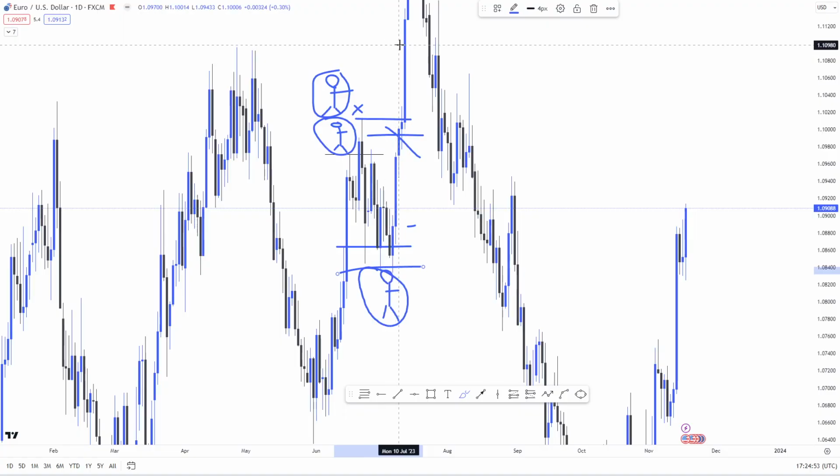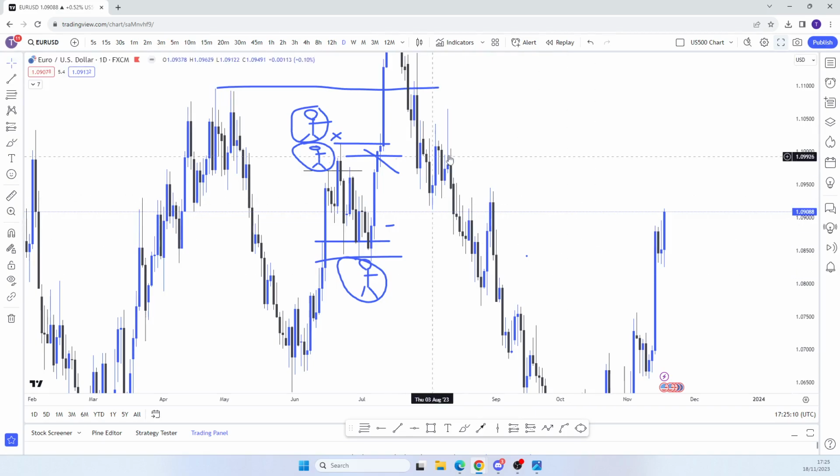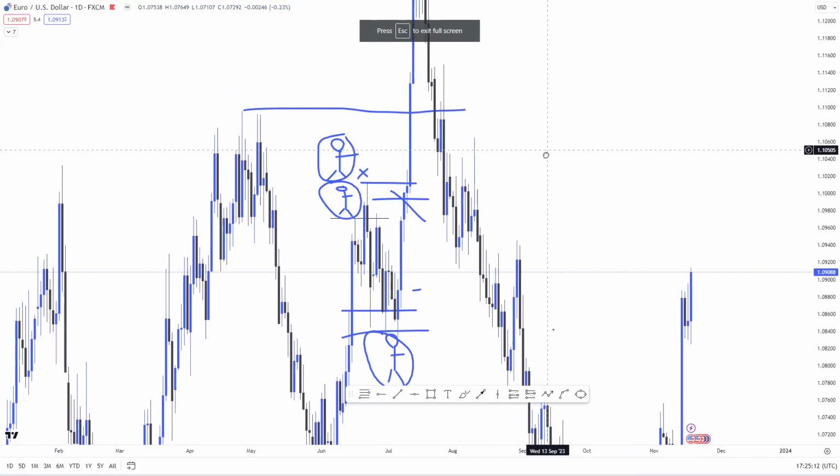Now, let's say, for example, this person carried on selling price. We can now see price has cleared above these levels right here. As soon as we see that, what do we think is now starting to happen? Let's get out of this bit here. So now we can see this is starting to happen.